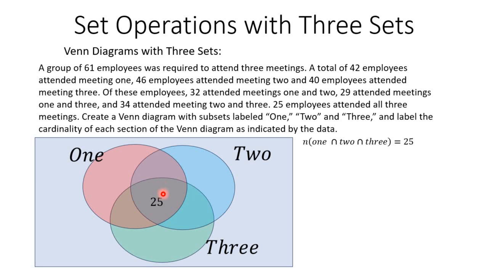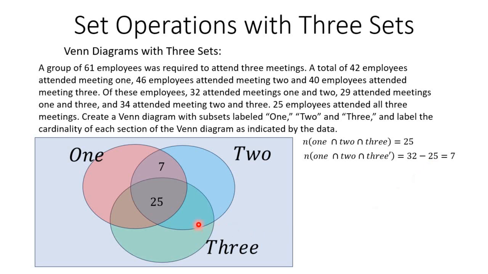So first I'm going to look at those that went to 1 and 2. And it says here that 32 attended meetings 1 and 2, but we have 25 of those 32 already here because these 25 attended 1 and 2 and 3. What we're looking for now is the people that went to 1 and 2 but not 3. So we're going to take the 25 that are already here away from the 32 to figure out what goes here. And this is the number of employees that attended 1 and 2 and not 3. It's the total that attended 1 and 2 minus the 25 that attended 1 and 2 and 3.